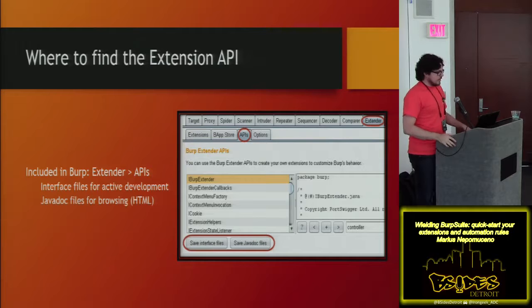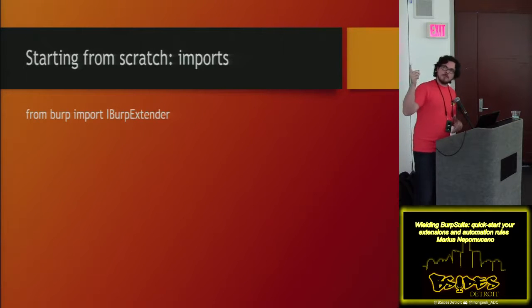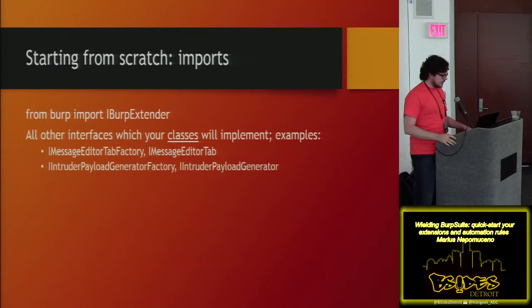So now we're going to start. This is literally how you start writing your extension. Import stuff. From burp import BurpExtender. That will be your first line ever. All of the other interfaces can then be imported. These interfaces that you will import here will be interfaces that your classes themselves will use. So the classes that you're writing in your extension will implement certain BurpSuite interfaces. Those are the ones you need to import. So examples. I have lots of examples here.